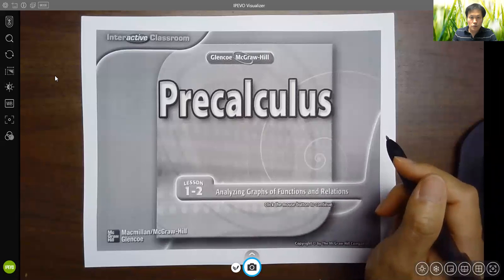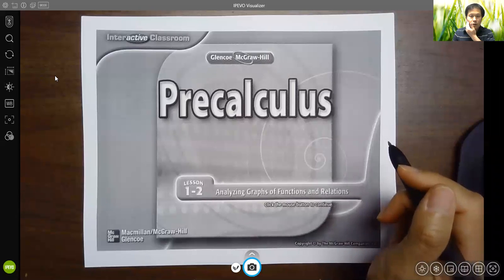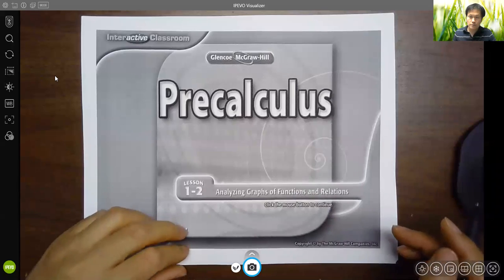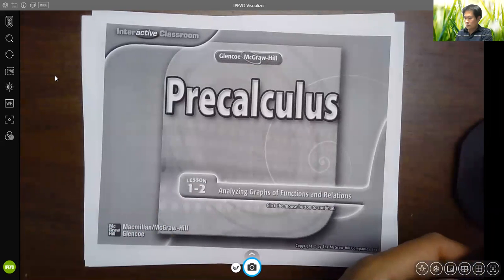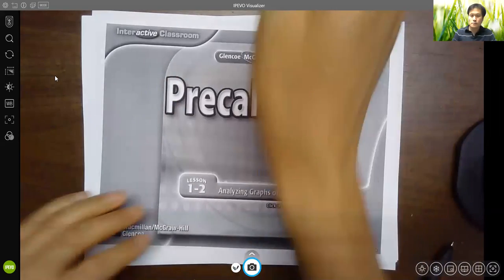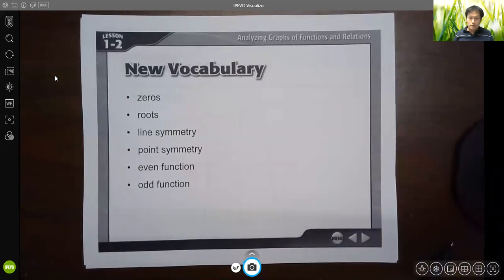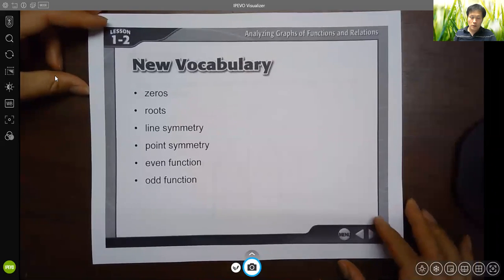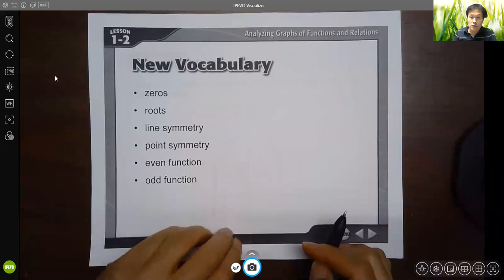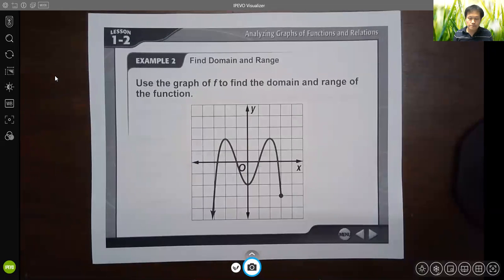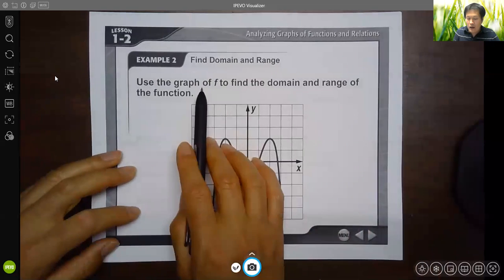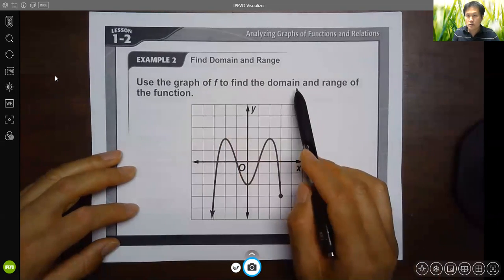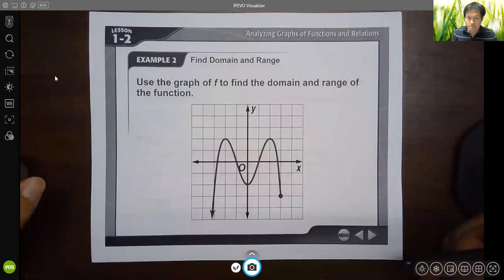Chapter 1.2, Analyzing Graphs of Functions and Relations. Okay, we will talk about zeros, roots, symmetry, even function, odd function. Example 2, domain and range. Use the graph of f to find the domain and range of the function.